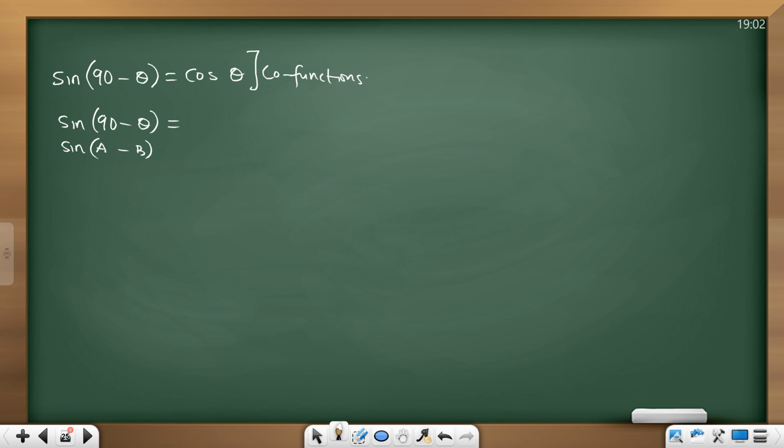I'm not writing that formula again. Sine A, which is sine 90 cos theta, minus cos 90 sine theta. Use your calculator. What is sine 90? It is 1. Cos theta. What is cos 90? It is 0. That gives you 0 there. What's your answer?